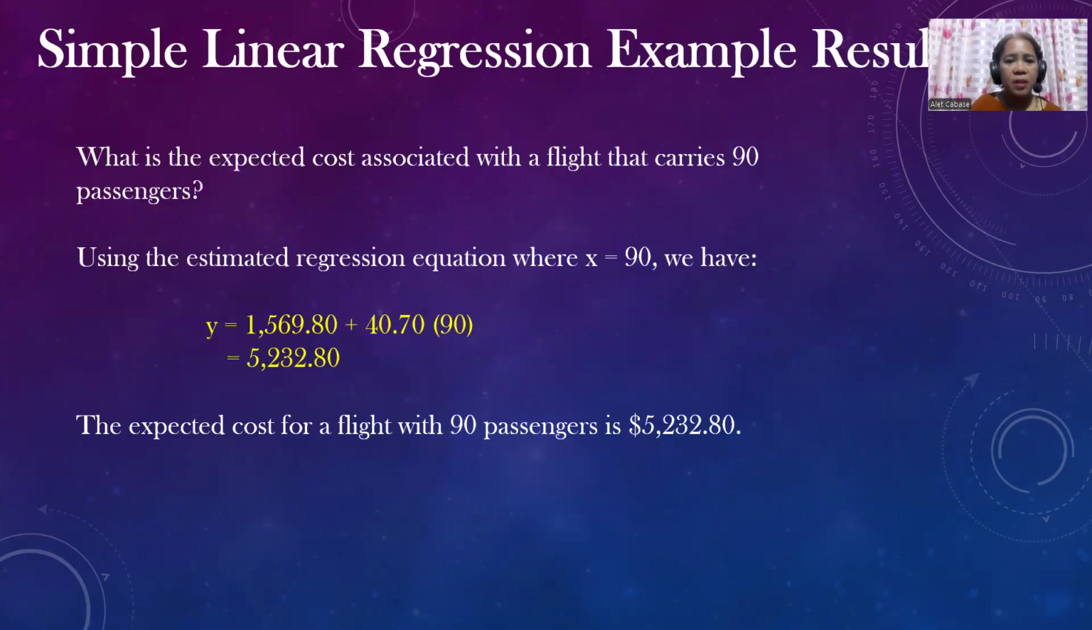So what is the expected cost associated with a flight that carries 90 passengers? Using the estimated regression equation where x is equal to 90, we have y equals 1569.80 plus 40.70 times 90. So that is equal to 5232.80. So the expected cost for a flight with 90 passengers is 5232.80.